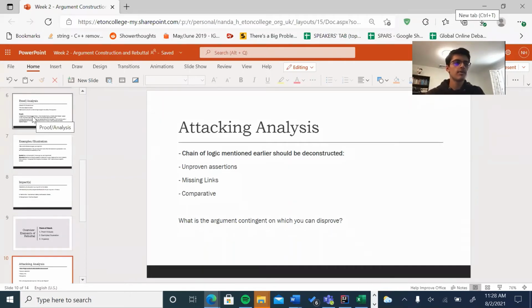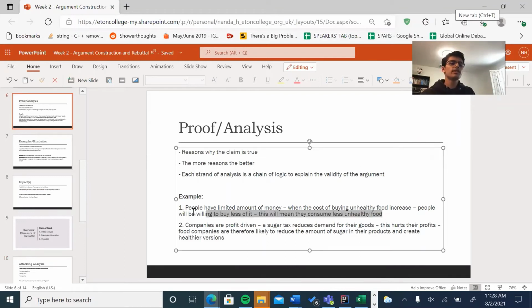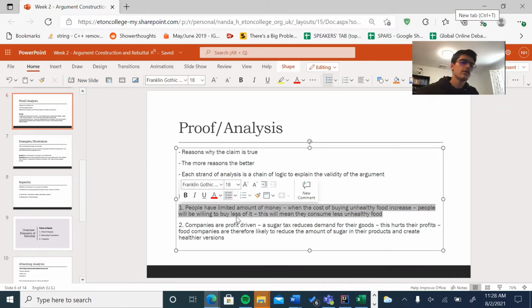So as an example, the argument that we tried to prove here is that people have a limited amount of money and therefore when the cost of food increases, they will consume less of it. You might argue in the opposition that this is untrue. People don't have a limited amount of money. They usually just buy things not on a budget, but based on their habits.